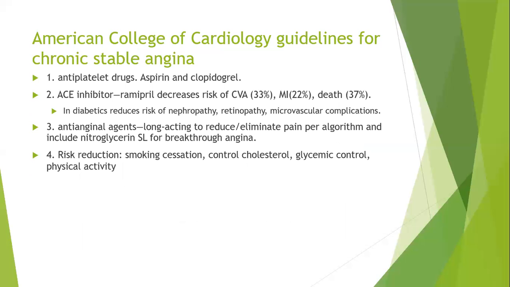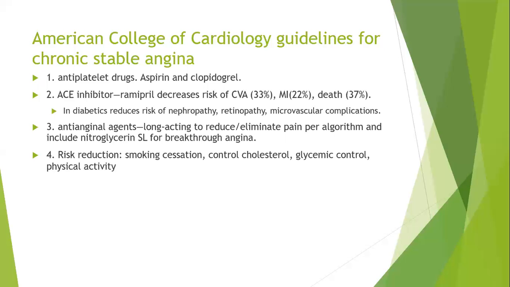So just to clarify the guidelines for chronic stable angina, the person should have antiplatelet drugs, aspirin and clopidogrel. There should be an ACE inhibitor that's ordered. They particularly like ramipril because it has beneficial effects. I mean, it's better tolerated in diabetics, has fewer side effects. Anti-anginal agents are given. This is on a long-term basis. This is treatment on an ongoing basis. This is not acute treatment.